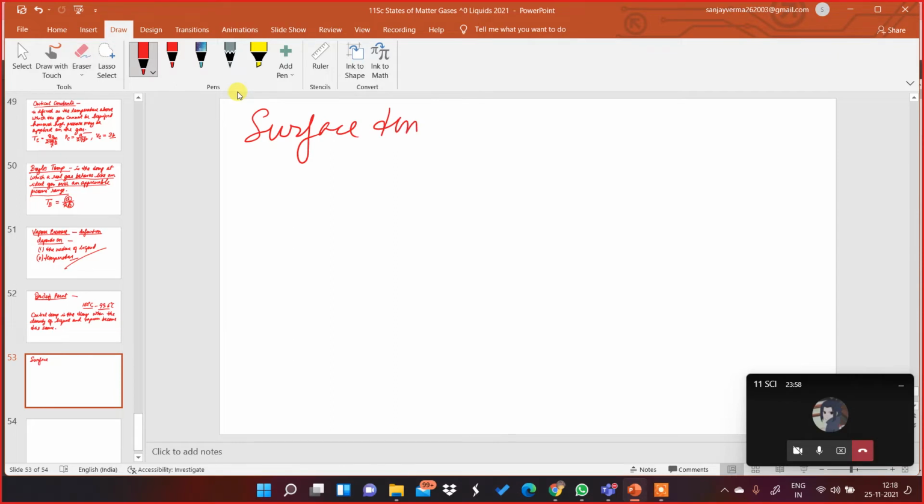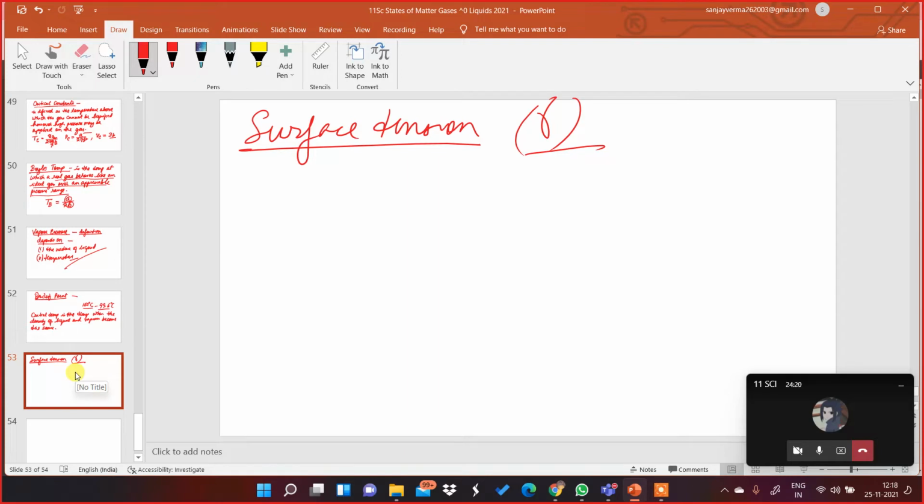Surface tension, the next topic in this chapter. Surface tension, the symbol is gamma. Surface tension is defined as the force that acts at right angles to the imaginary line of unit length at the surface of the liquid at rest. Water has surface tension. Many liquids have surface tension.